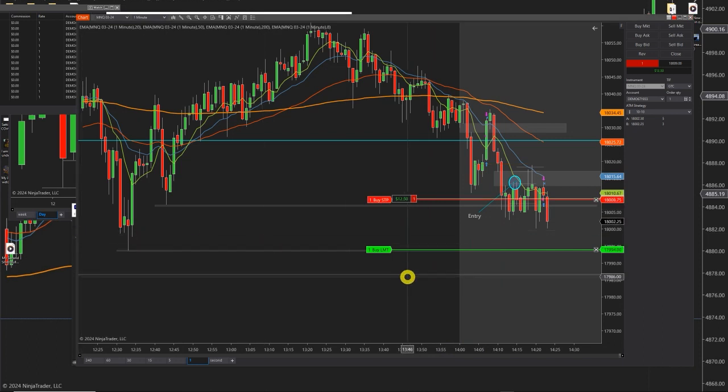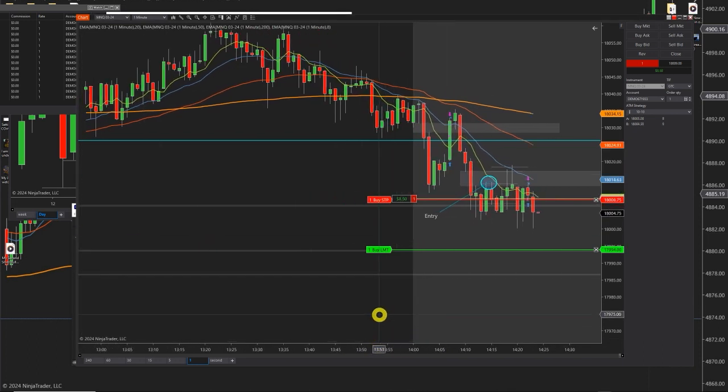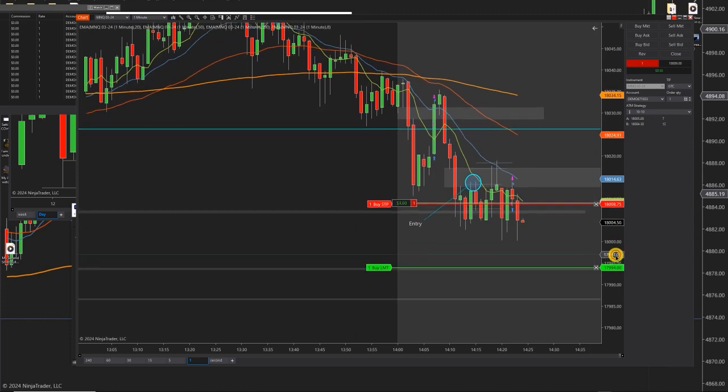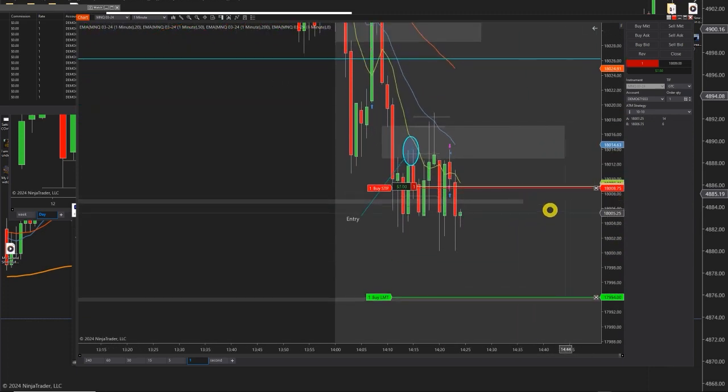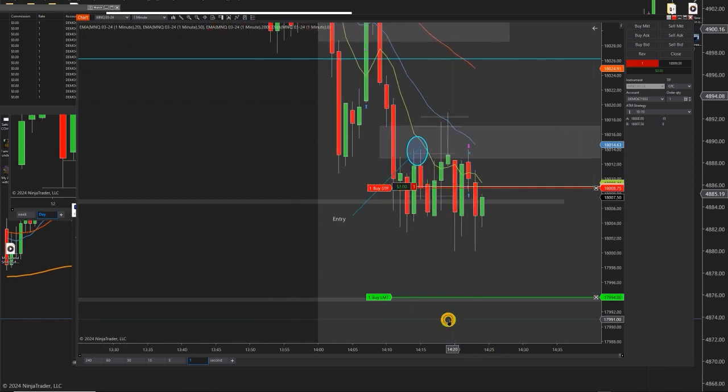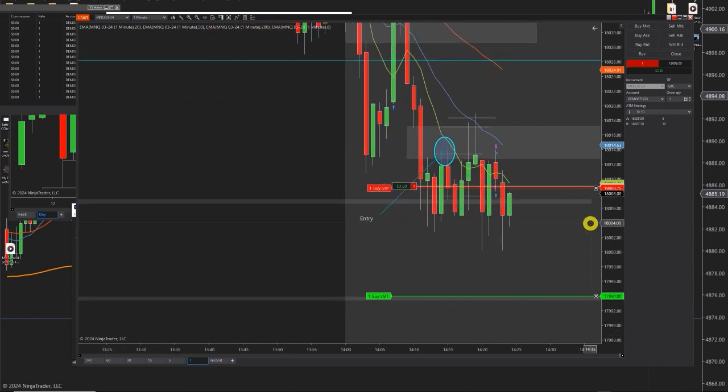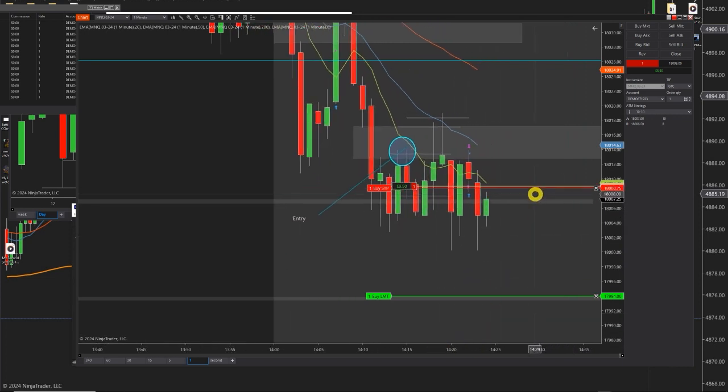Okay, I moved it to break even. Hopefully it'll keep going down, though. That's the thing. I don't want it to come up and stop me out before going down. It's so choppy right now. Hopefully it'll just bust right down through there and keep going. Keep going. Keep going. Don't stop me out, please.